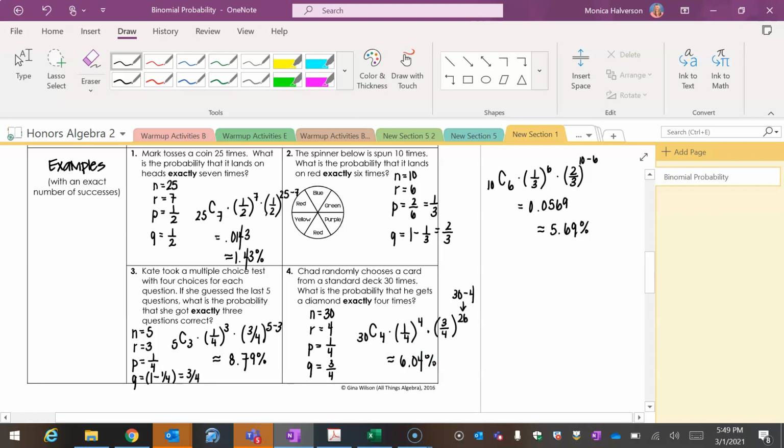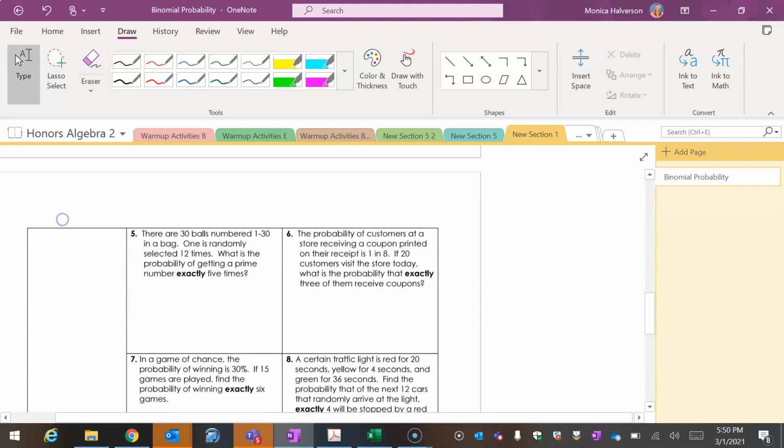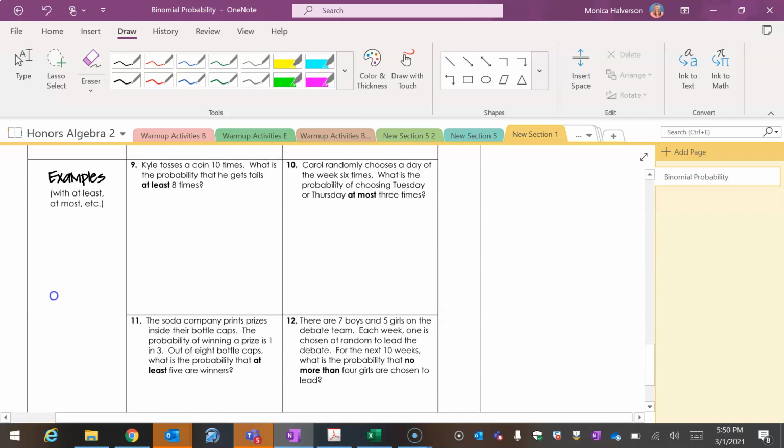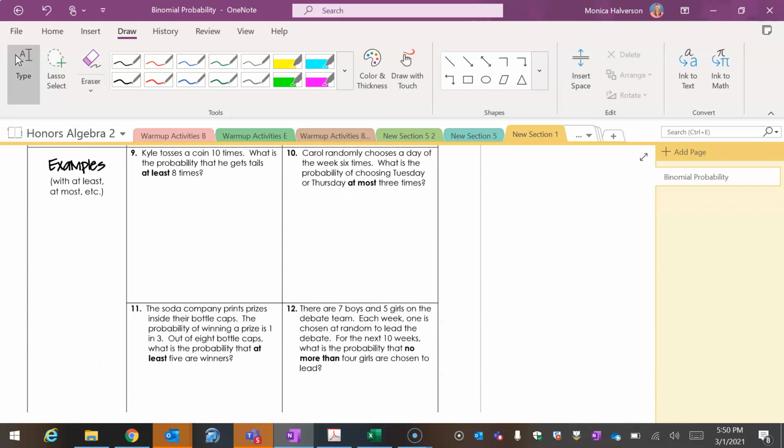So this is an example of finding binomial probability when you know the exact number of successes. But what happens if you're given the quantity of at least or at most? So let's look at examples like that. So let's look at number 9 here.